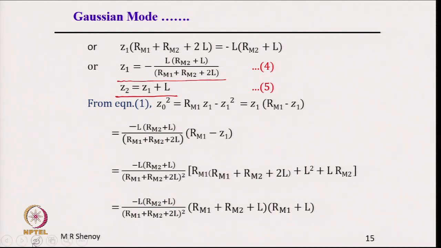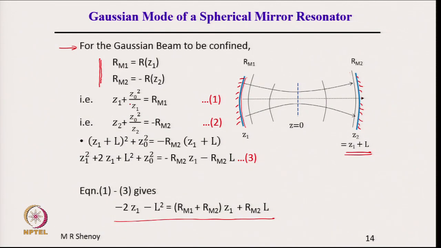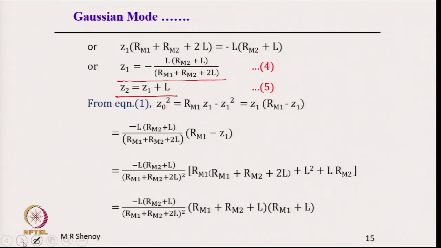Now, from equation 1, the first equation here, we can get an expression for Z naught in terms of Z 1, Z 2 and R m 1. So, if we substitute, then we get Z naught square is equal to R m 1 into Z 1 minus Z 1 square, which is equal to Z 1 into this. We already have an expression for Z 1. So, if you substitute for Z 1, then we get this expression here and simplify it further.